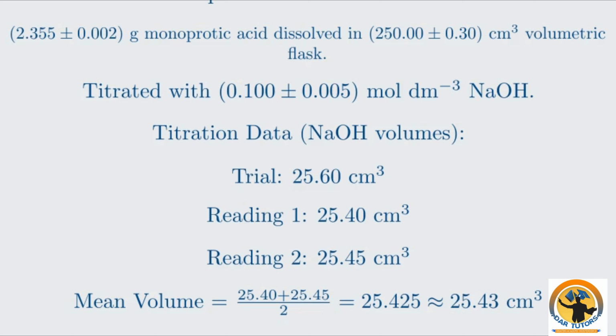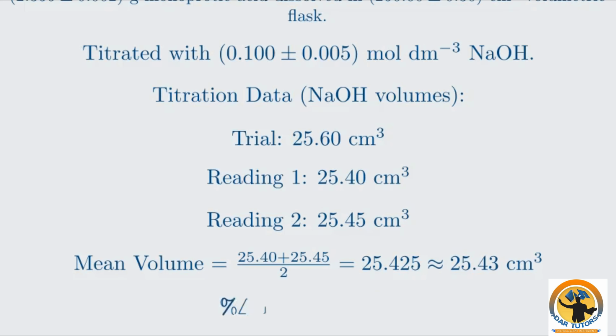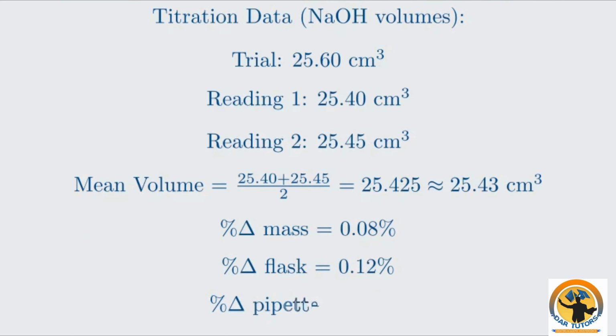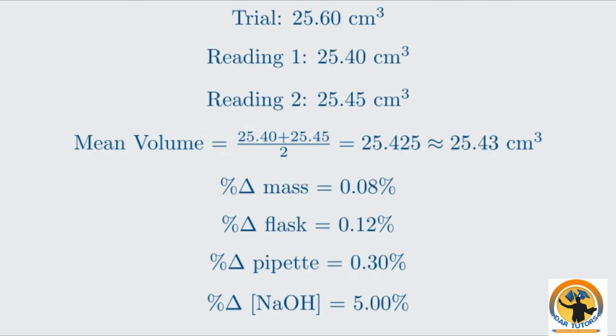Step 1. Convert all given absolute uncertainties to percentage uncertainties. For example, the percentage uncertainty in the mass of the acid is 0.002 divided by 2.355 times 100, which is 0.08%. We do this for the volumetric flask, pipette, and NaOH concentration. The percentage uncertainty in the mass is 0.08%. In the volumetric flask, it's 0.12%. In the pipette, it's 0.30%. And in the NaOH concentration, it's a significant 5.0%.